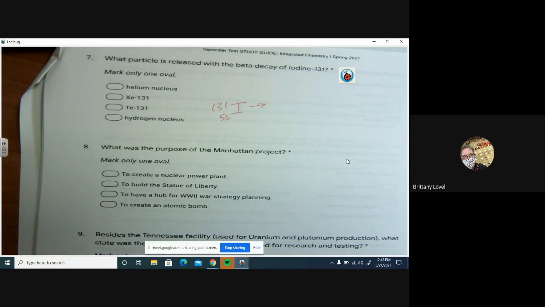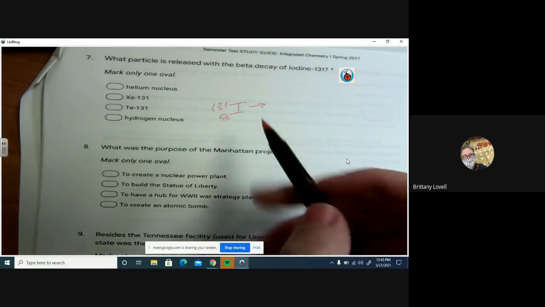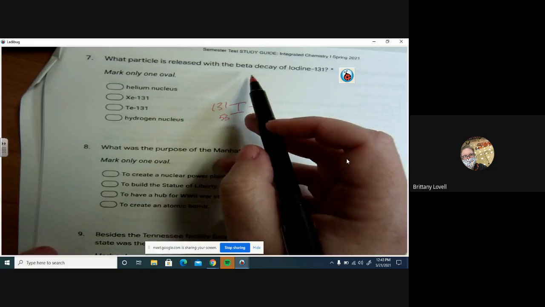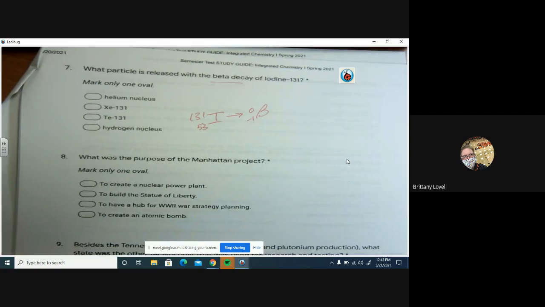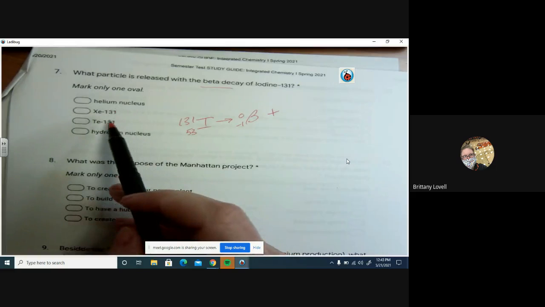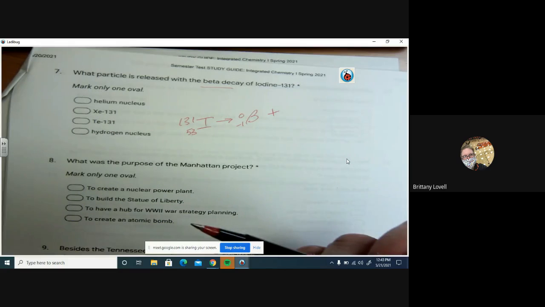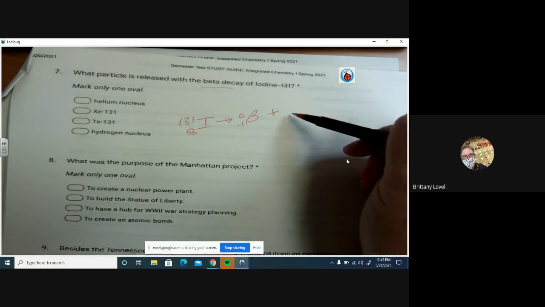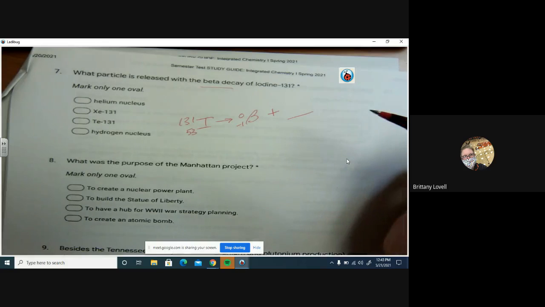All right. So you got iodine. If they're telling you this is beta decay, it means it's going to be a beta particle, which remember is just an electron. Okay. So if this is a beta particle, the other particle here, because you look to see if beta particle is over here, and it's not. So that can't be one of the choices. So it has to be this other particle right here.